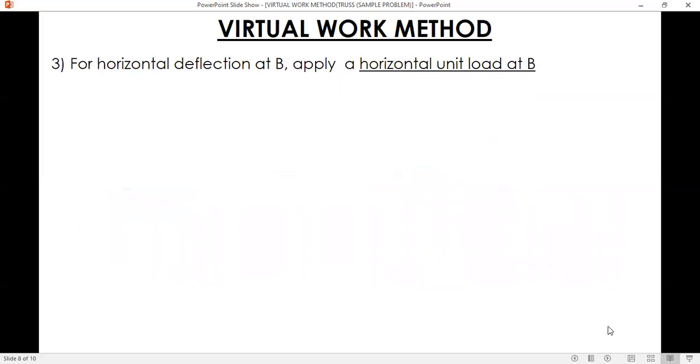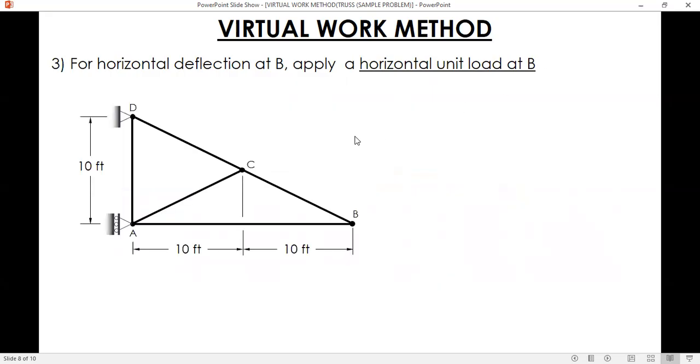Okay. Next is the horizontal deflection at B. In order to determine the horizontal deflection, we apply a horizontal unit load at joint B. This is our truss. We apply a horizontal unit load at B. Let's assume it is to the right. If positive, then we are correct. If negative, it means the horizontal displacement of B is to the left.